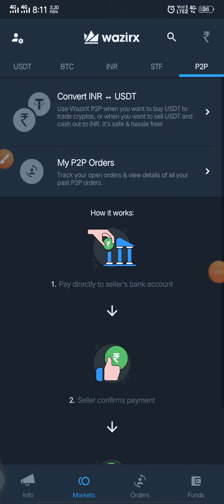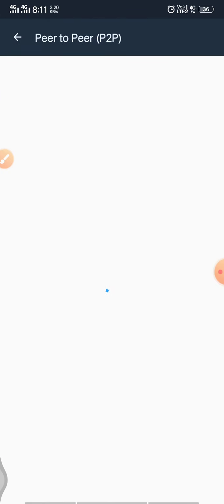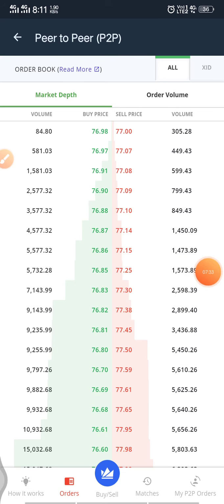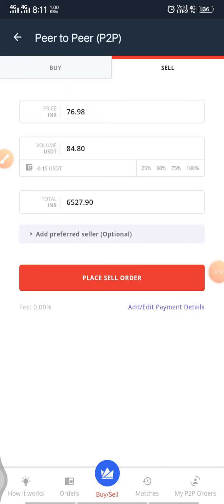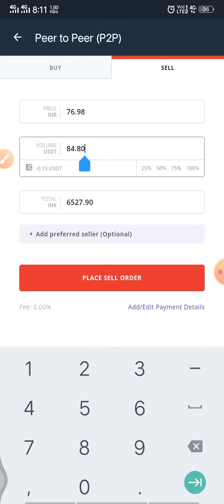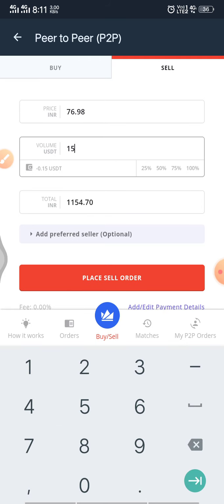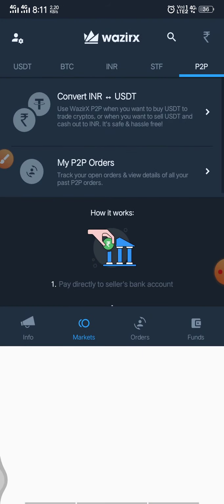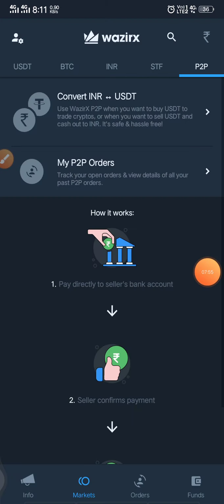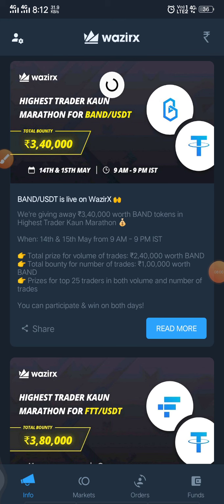In the same way, if you want to sell your USDT, the option is available here. Just click on 76.98 and set whatever USDT is available. Once it matches with a buyer, Vajrex will call you and message you about all these things. This thing is very good about Vajrex. That's why Binance acquired it. So this is all about Vajrex.